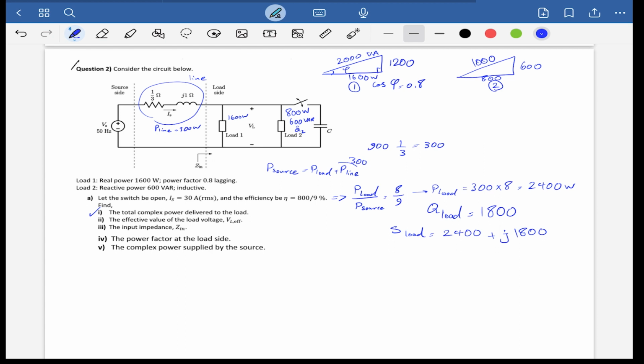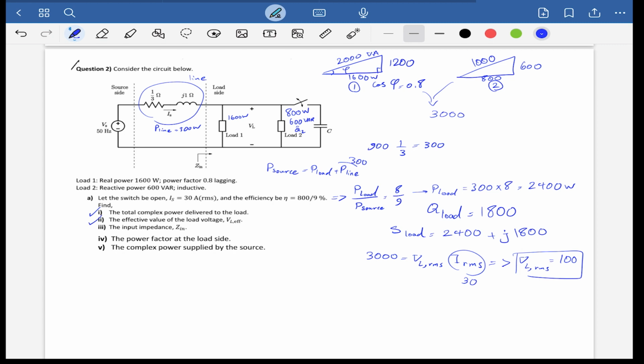And their apparent power will also sum. Their sum will be 3000. So 3000 will be VL RMS times IRMS. We know IRMS, which is 30, so from here VL RMS will be 100. We found part 2 as well.